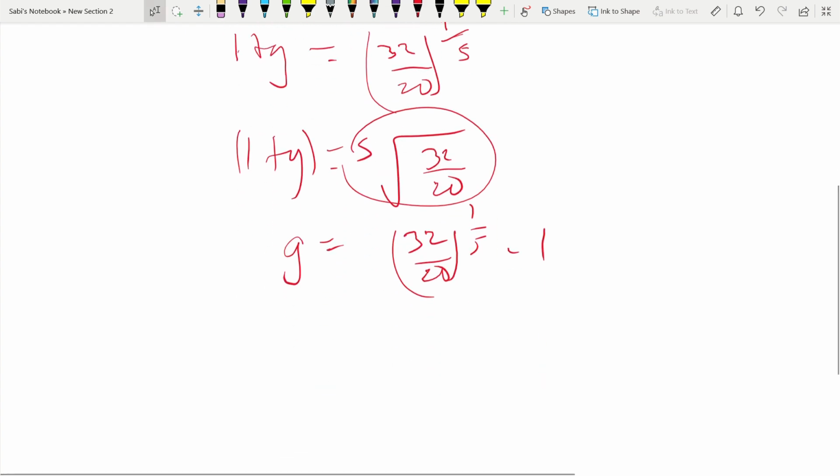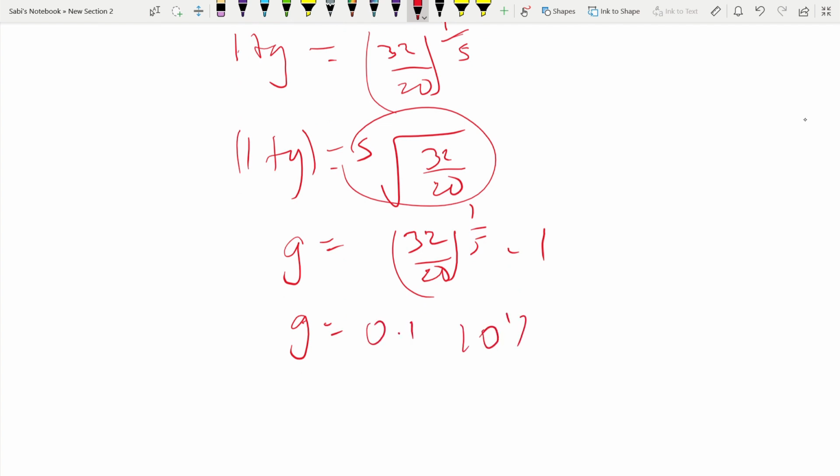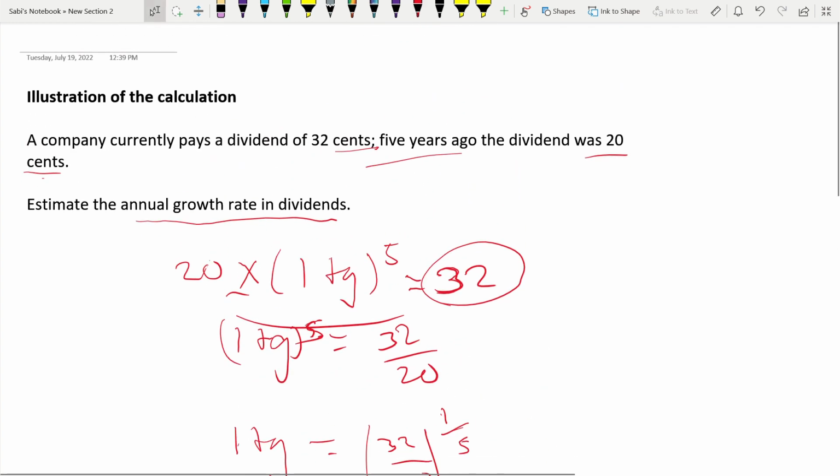Now you can easily get the g, which is 0.1. That means 10%. Okay, so 10% is the growth rate. Now, how do you know whether this 10% growth rate is correct or not? Just put that 10% in this growth rate here and check, are you getting 32 or not? Very simple. So that's it.